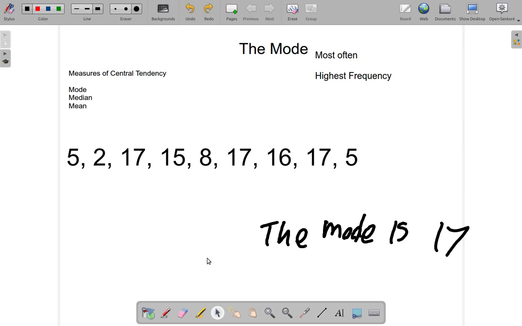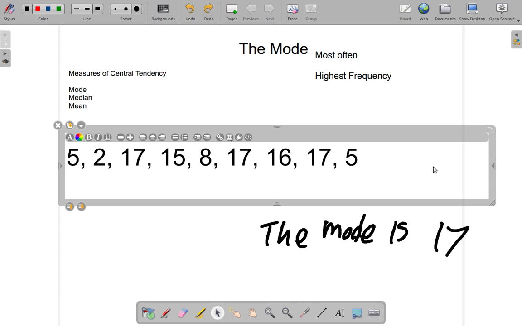5. Now what is the mode? I see 17 here, here, and here, 3 times. I see 5 two times. I see 2 one time, 15 one time, 8 one time, 16 one time. Now 17 is there 3 times. The other numbers are there only 2 times or less. So 17 is the mode. You see that?